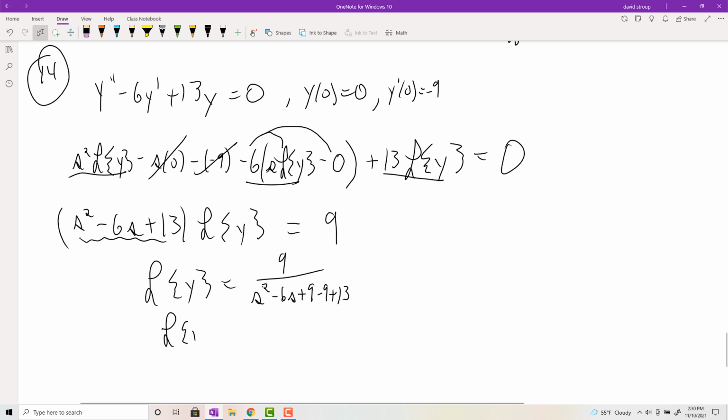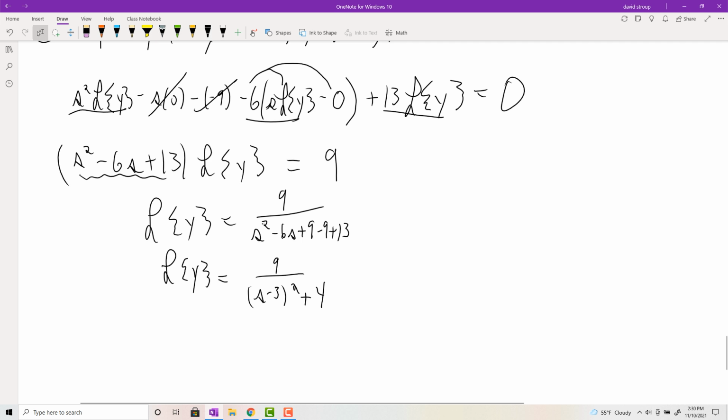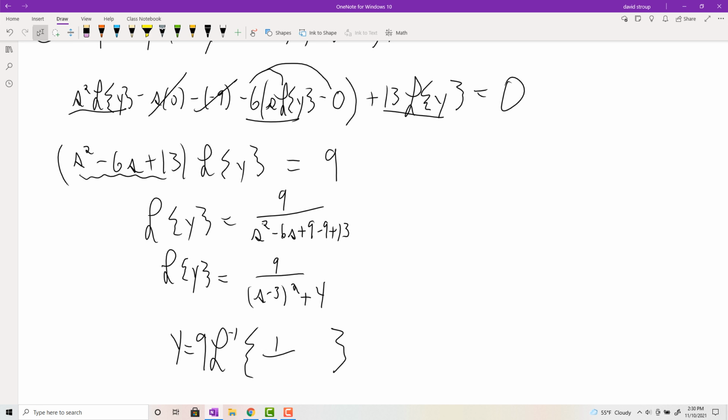Okay, so Laplace of y is going to equal 9 all over s minus 3 squared. And then negative 9 plus 13 is plus 4. So Laplace inverse on both sides, then y will equal Laplace inverse of this thing. I need a k value up top. It's also going to need to be shifted. So anyways, I can factor out the 9. I'll have 1 all over s squared plus 4. If you consider the shift, s goes to s minus 3.